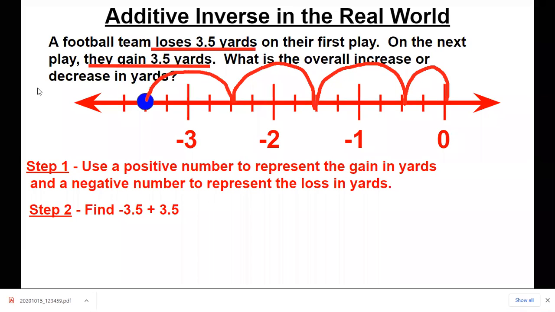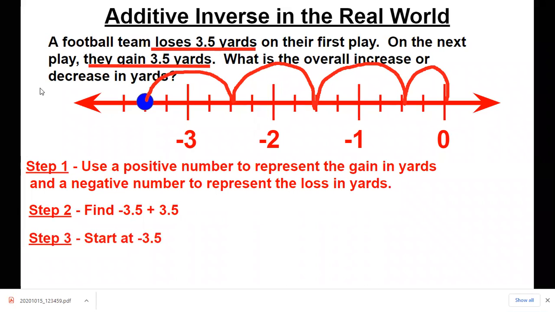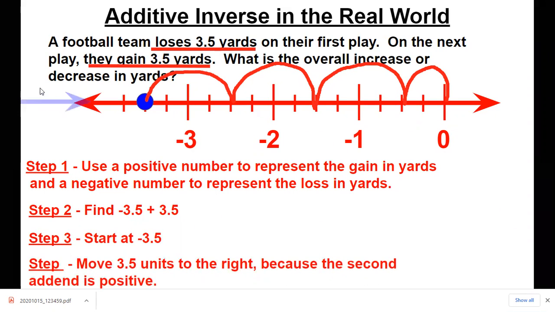So our arrow should come out, show us that. We're starting at -3.5 and we're moving 3.5 to the right. We're going to end up on 0. The additive inverse of -3.5 is +3.5, and the answer will be 0. There's your answer.